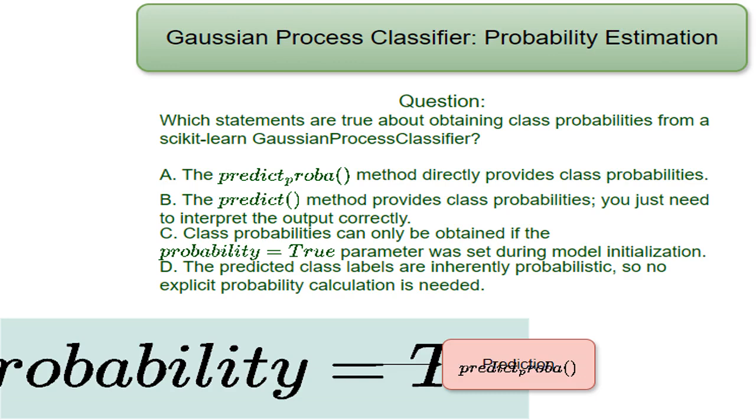This method is what I call upon for obtaining probability estimates from the model after I've enabled probability calculation using probability true. It's the essential method for obtaining class probabilities. Think of it as asking, hey model, what are the chances of each class? This function returns probabilities for all classes. It's like getting a breakdown of the likelihood of an event.